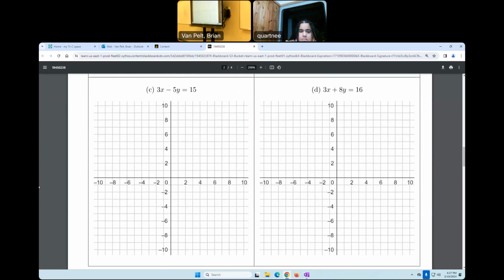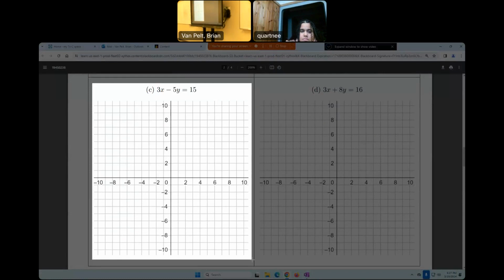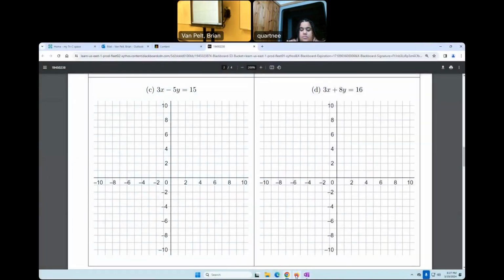What do you do in cases like this? You solve for y? That's right. Here you get y by itself and it will automatically be in slope intercept form. All you have to do is get y by itself.